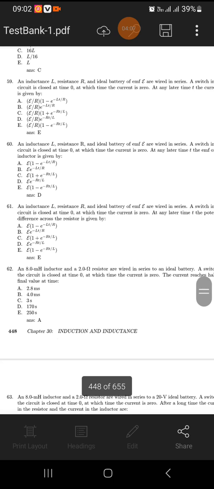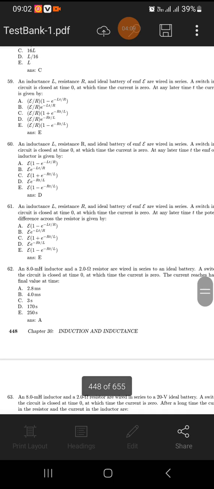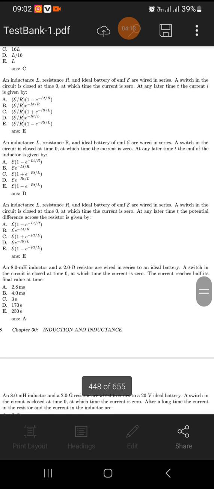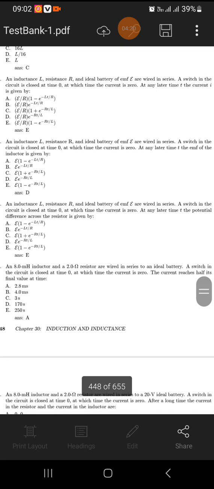An inductance L, resistance R, and an ideal battery of EMF E are wired in series. A switch in the circuit is closed at time t equals 0, at which the current is 0. At a later time t, the potential difference across the resistor is given by E, which is E times the bracket 1 minus e to the power of negative Rt divided by L.